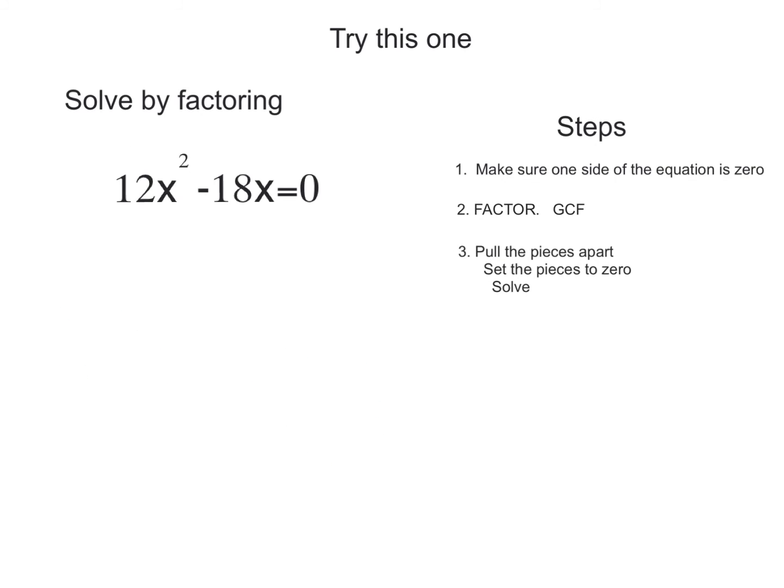All right, we'll try this one. Again, I'll work this one with you because we only had that one quick example. Okay, so first things first, make sure one side of the equation is 0. Done, it is 0. Step 2, factor, and the only way you know right now is GCF. So looking at my numbers, I can take out a factor of 6, and my variables, I can take out an x.